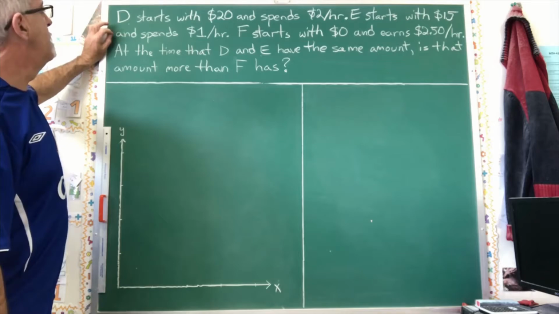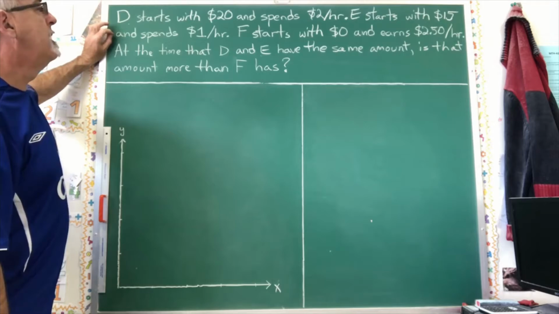One of the things that I'm noticing in this situation is I have $2 per hour, $1 per hour, and $2.50 per hour. This is very important because when I see that unit per other unit, the dollars per hour, it tells me that this is probably linear.